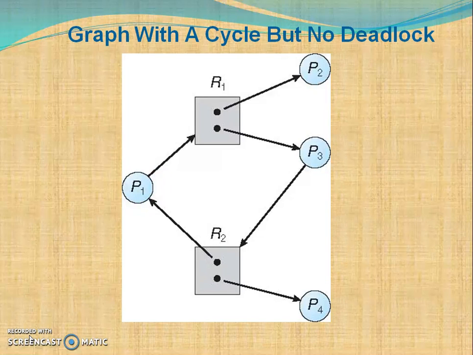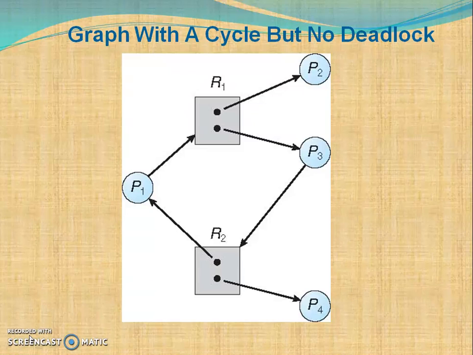If you look into this example, there is a graph with a cycle, but this will never lead to a deadlock. The process P1 is requesting the resource R1. The resource R1 has 2 instances. One instance is assigned to the process P2 and another instance is assigned to the process P3. And the process P3 is requesting the resource R2, and resource R2 has 2 instances, and one instance is assigned to the process P1 and another instance is assigned to the process P4.